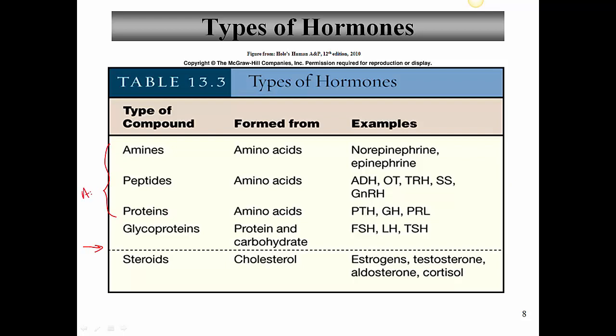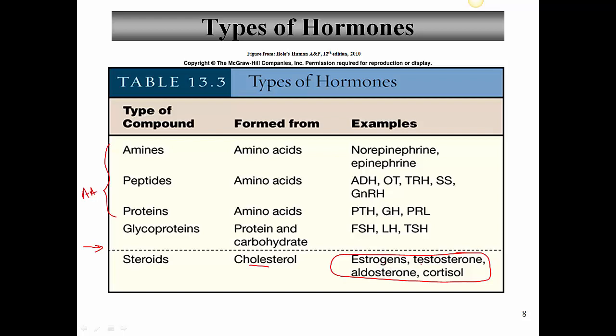These are amino acid derived hormones, and the ones on the bottom, of course, are derived from cholesterol. Now, if I ask you examples of these hormones, I think a better strategy for remembering examples is to remember the steroid hormones, since there are far fewer of those. And then if a hormone that I give you is not a steroid, it's going to be an amino acid derived hormone.